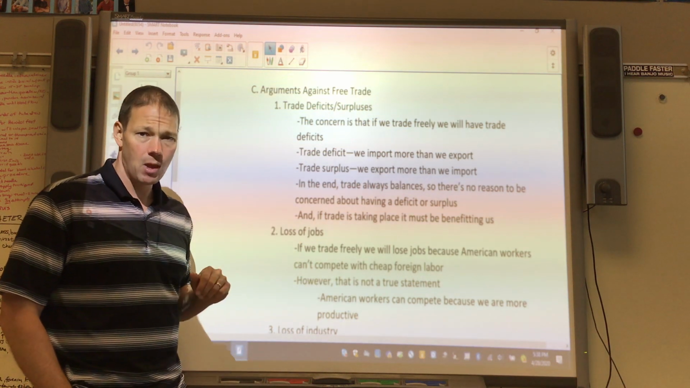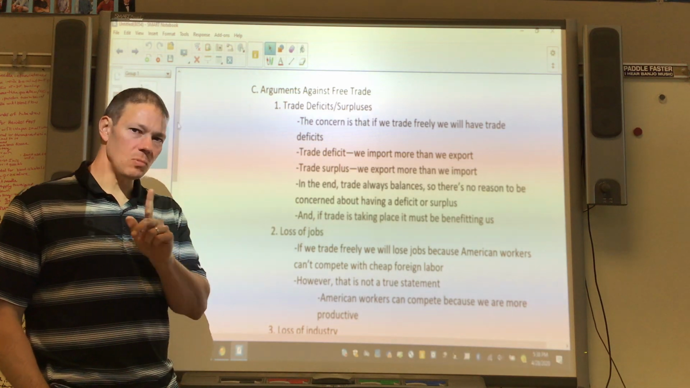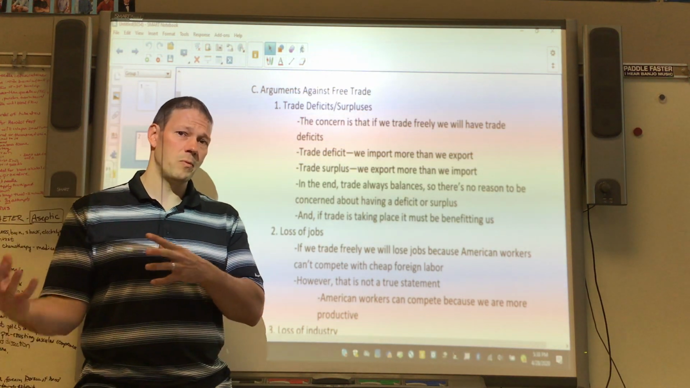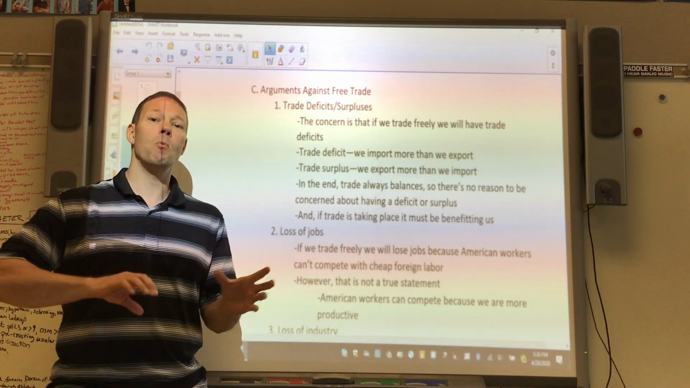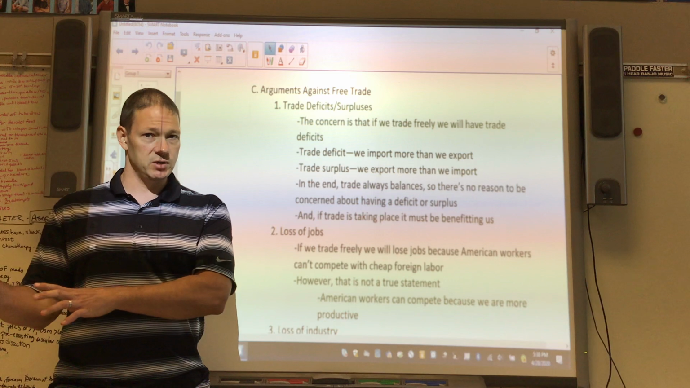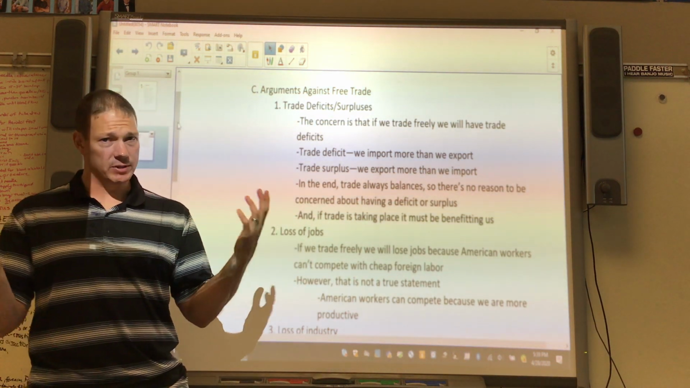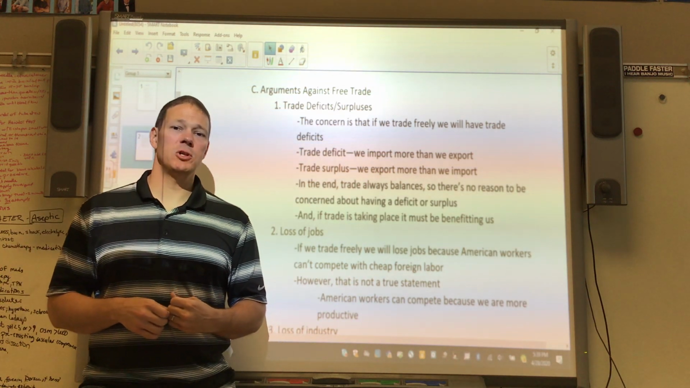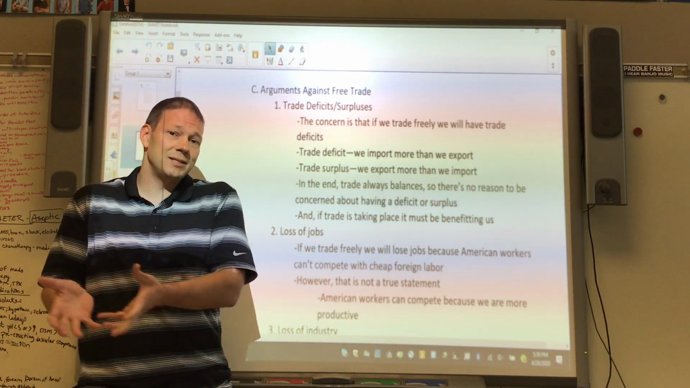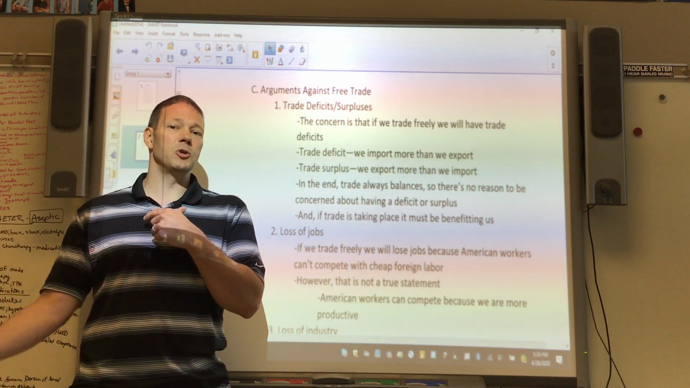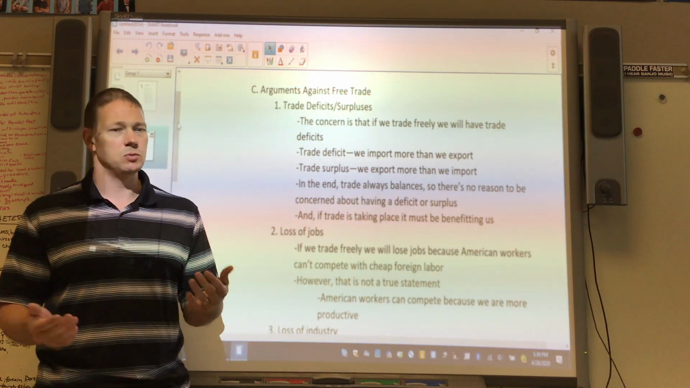A trade deficit is a situation where we import more than we export. Why is that a deficit? Well, remember, when we buy more from other countries than we sell to them, we owe them money, and money leaves the country. That's called a trade deficit. A trade surplus, on the other hand, which is always thought of as a good thing, is a situation where we export more than we import, okay? And the goal there is that by selling more than buying, other countries owe us the money, and the money comes in.